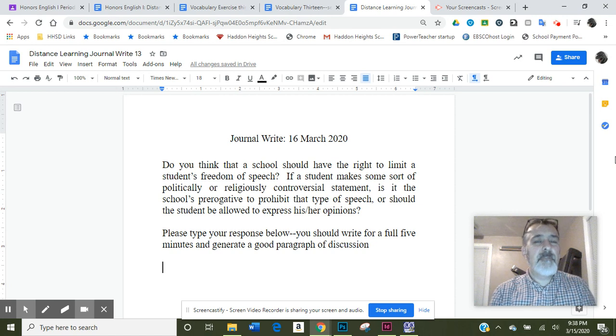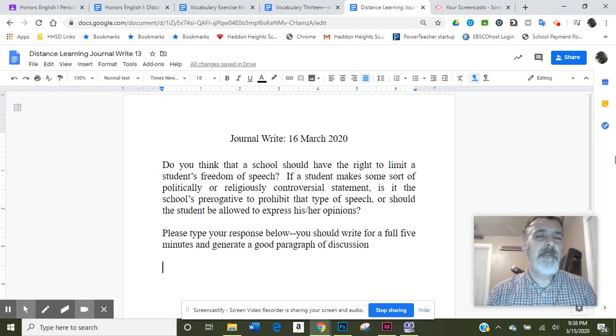Think about in terms of religion, in terms of politics. I mean, most schools have in place a policy which says you can't advocate violence or drugs or alcohol use on your t-shirts. You couldn't wear a Budweiser shirt to school or a picture of someone with guns. But should it go beyond that?